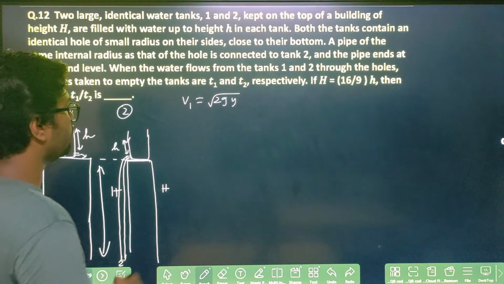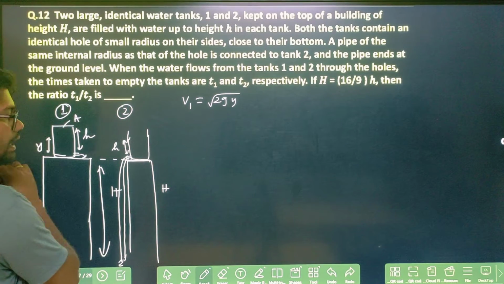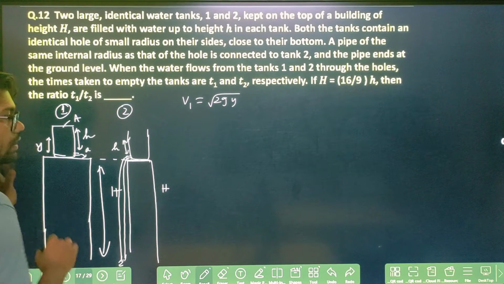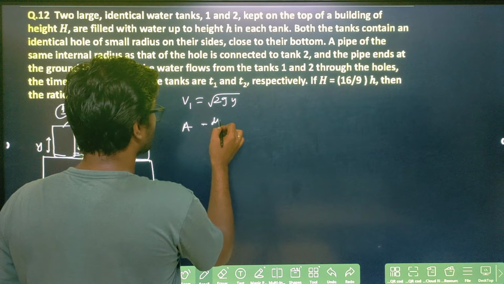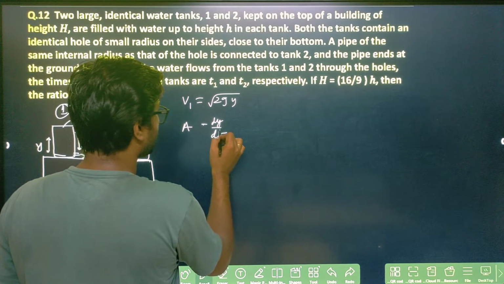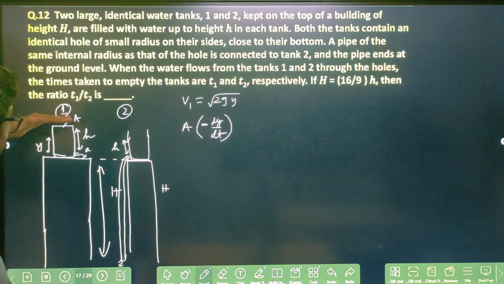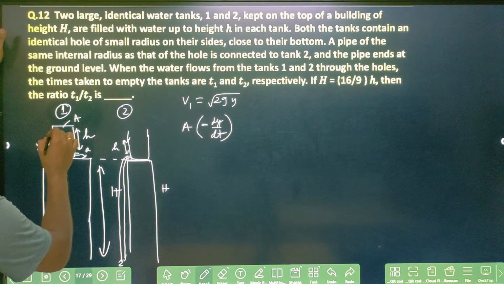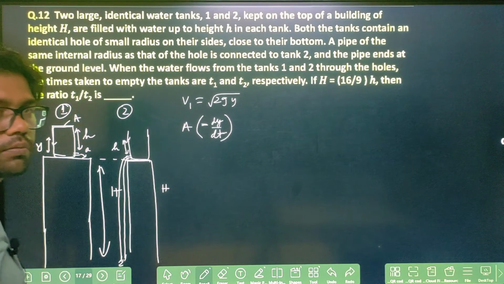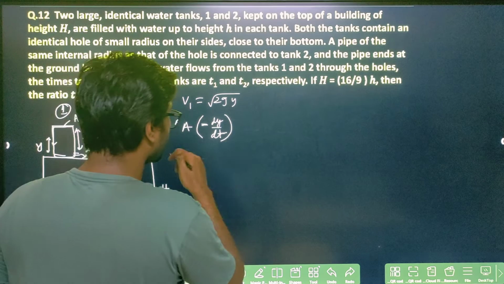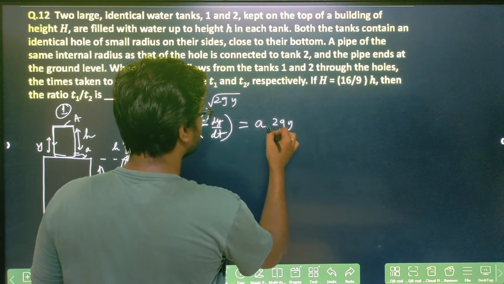And you can apply the equation of continuity. Let's say the container area is capital A, and this opening area is very small a. So you can say A into minus dy by dt, with the minus sign because y is decreasing with time. y is measured from the top and it decreases with time, and at last it will be 0 because all the water will go out. This is equal to small a into root of 2gy.